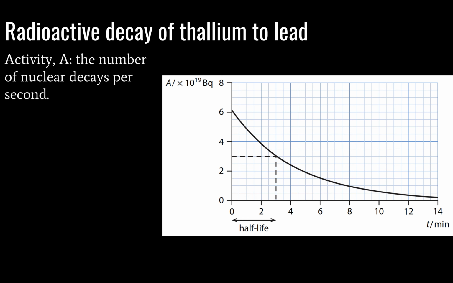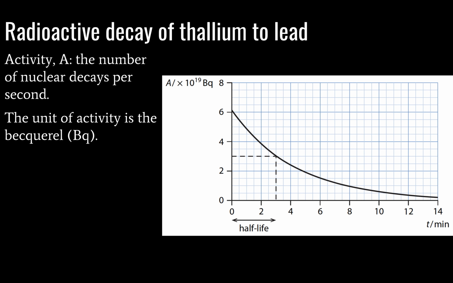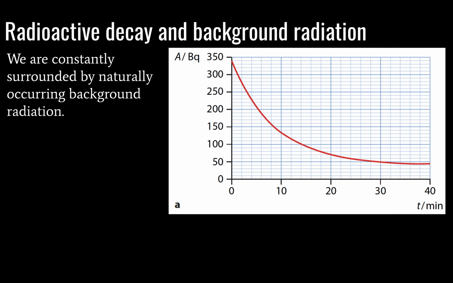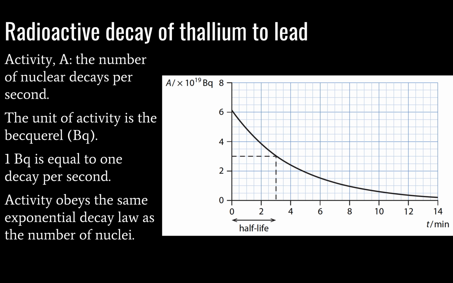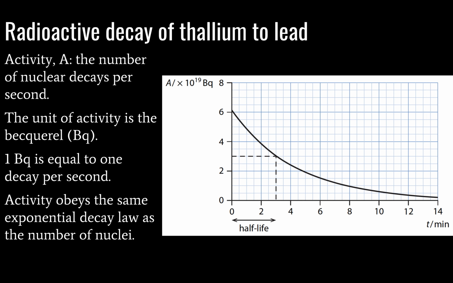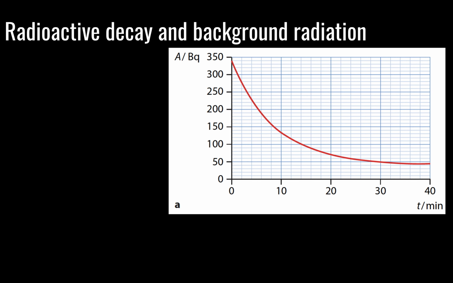Okay, so here we have activity, and activity is the number of nuclear decays per second. The unit that we use for activity is called becquerel, and 1 becquerel is equal to 1 decay per second. And activity obeys exactly the same exponential decay law as the number of nuclei. We'll work some problems in our handouts related to activity and the number of decays, because they're closely tied together.